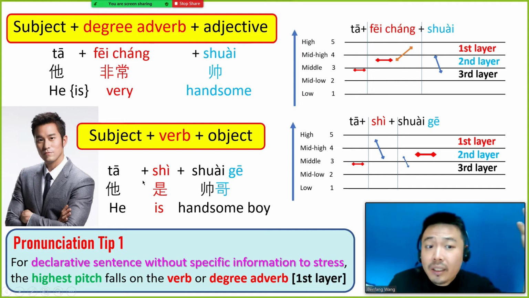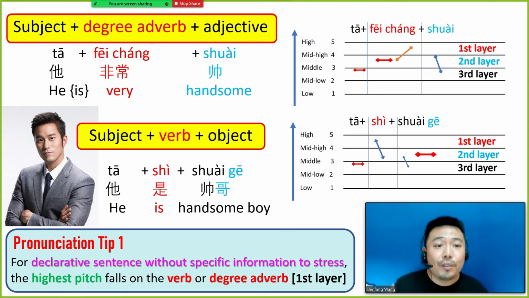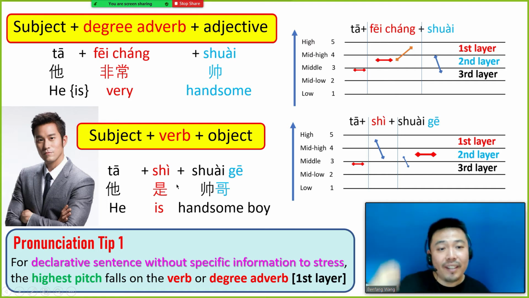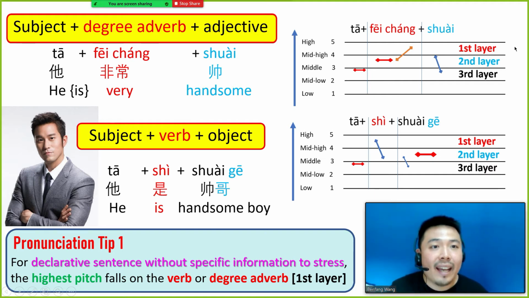Or 他是帅哥, is he a handsome boy or not? We don't want to make a confusion between the listener and the speaker. Therefore, the automatic stress, the highest pitch, will fall on the degree adverb and the verb. Let's take a look at the diagrams for these 2 sentences.